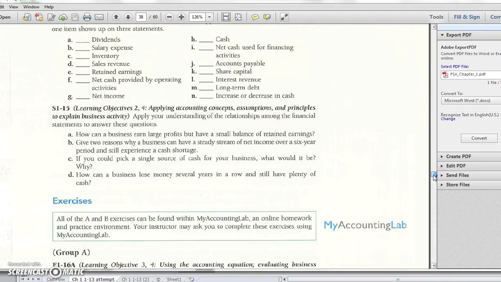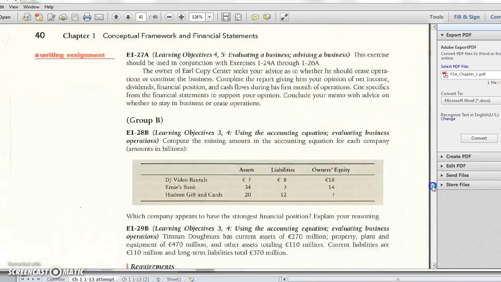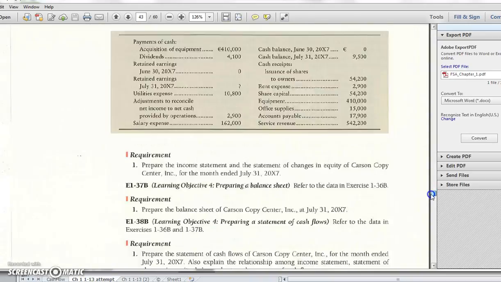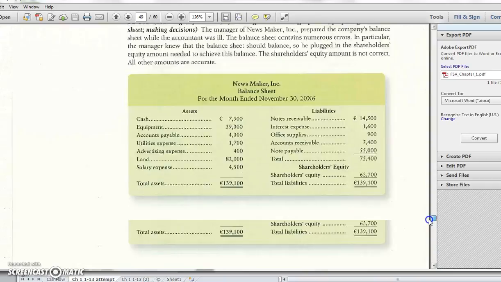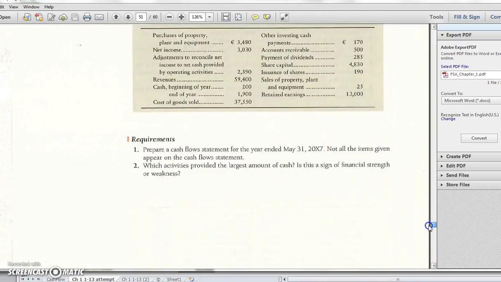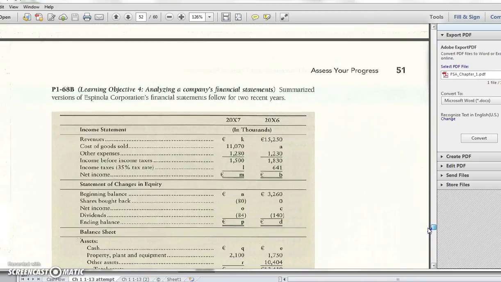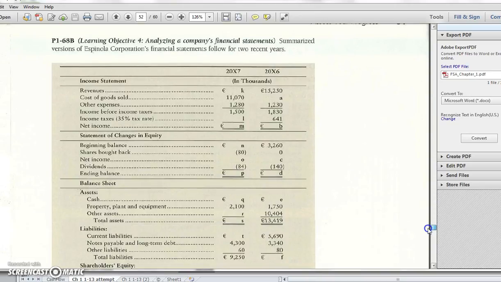Let's see, what else can we do? There's a good question at the end, close to the end. I think it's page 51. Let's see if I can find it. Yes. This is analyzing the financial statements. So you've got your income statement, changes in equity, balance sheet, and also the cash flow.